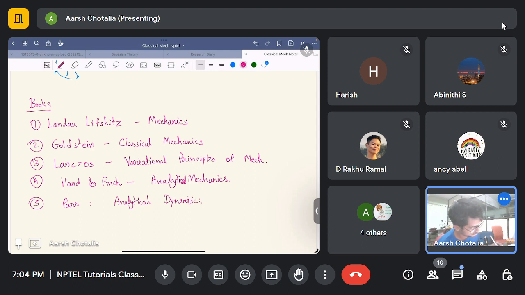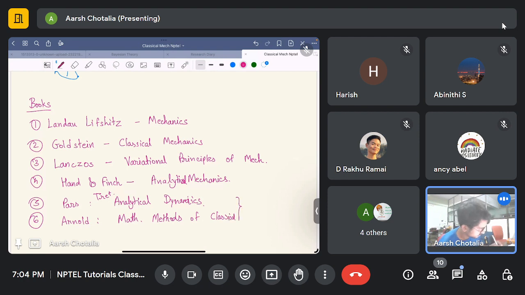Dynamics. And the sixth one is Arnold. Oh, this is some treatise on analytical dynamics, something. This is called Mathematical Methods of Classical Mechanics.